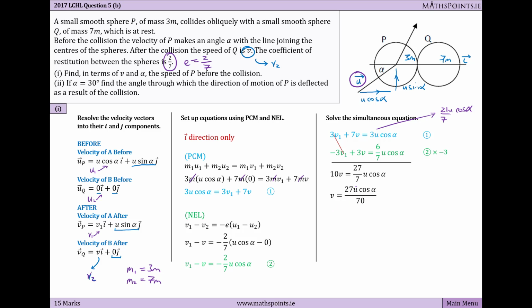So u is here in the equation, and I am going to multiply both sides by 70 to give me 70v is equal to 27 u cos alpha. And then I'm going to divide both sides by 27 cos alpha to give me 70v over 27 cos alpha is equal to u. And so this is the velocity of P before the collision.